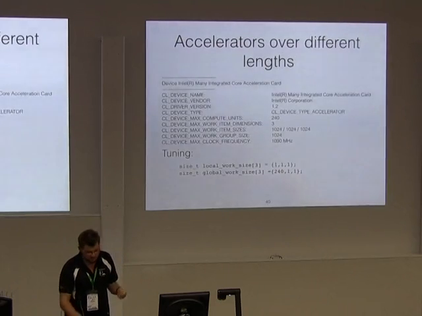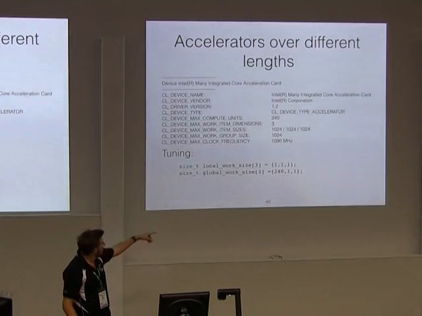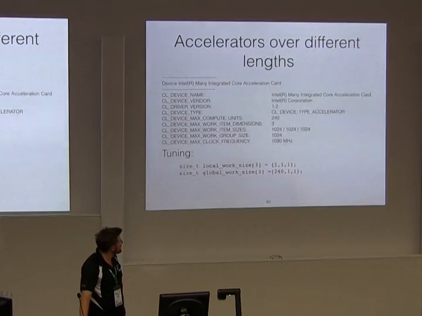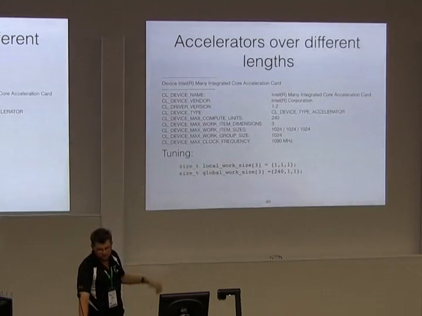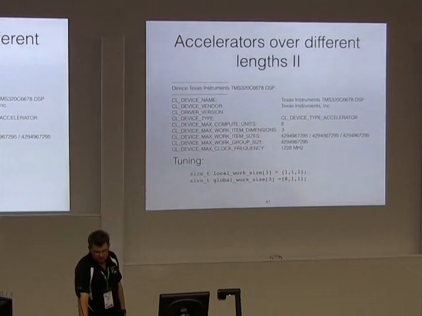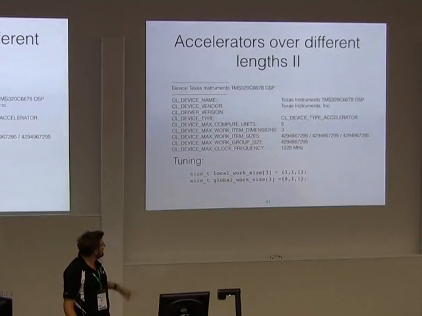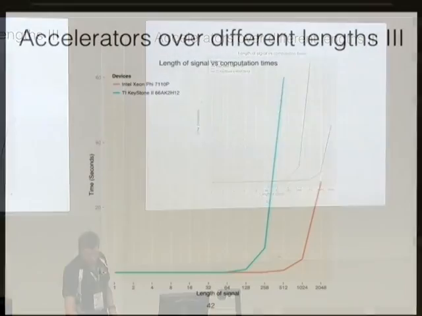Okay, so here's the configuration for the Phi. It has 240 individual cores, so we feed it 240 threads in the x-axis along the scale. And the Keystone 2 gets 8, because it only has 8 DSPs. And this is how it performs.